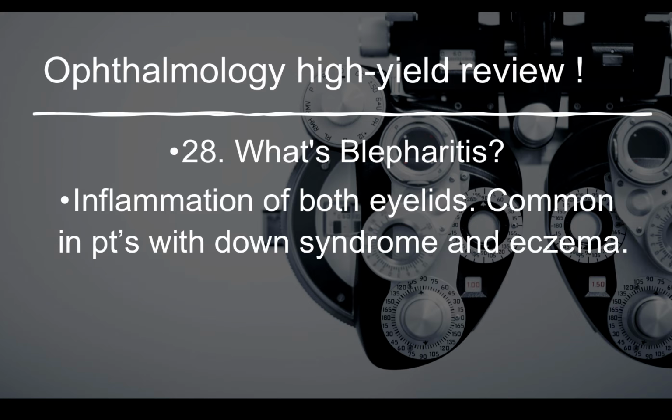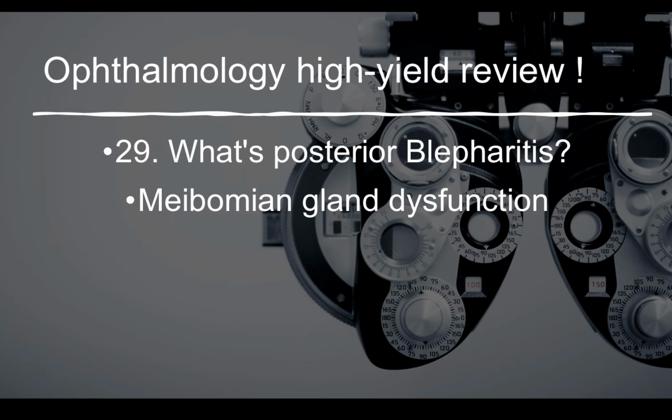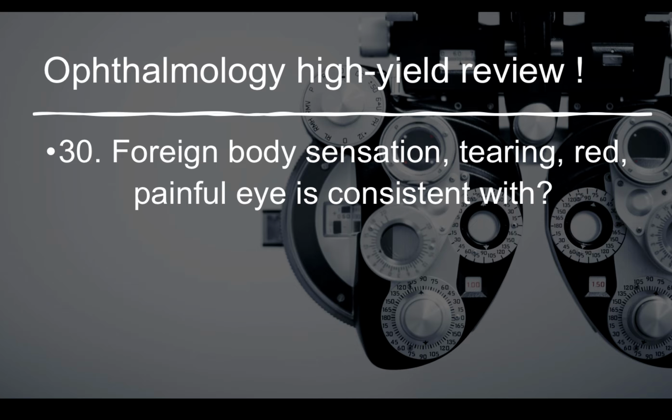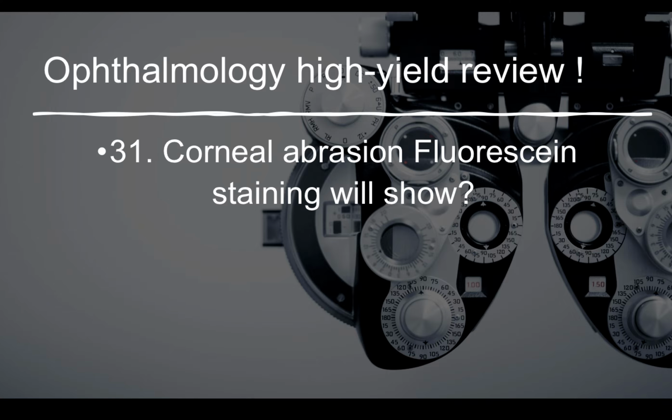What's posterior blepharitis? Posterior blepharitis is meibomian gland dysfunction. Meibomian gland dysfunction, posterior blepharitis. Foreign body sensation, tearing, red, painful eyes, this is all consistent with corneal abrasion. So if somebody says they have tearing, red eyes, it's painful, and they have that foreign body sensation, something got stuck in their eye, this is likely corneal abrasion.